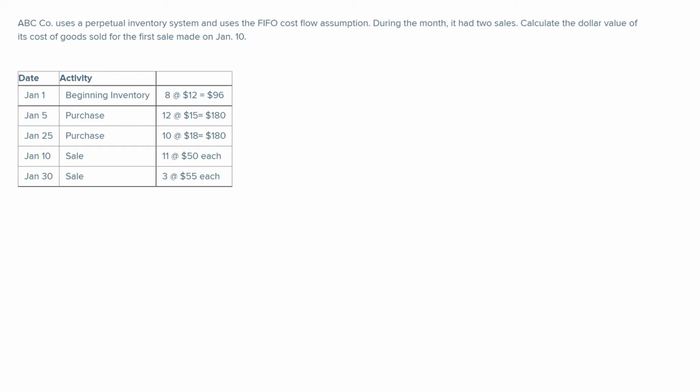ABC Company uses a perpetual inventory system and uses the FIFO cost flow assumption. During the month, it had 2 sales. Calculate the dollar value of its cost of goods sold for the first sale made on January 10th. So this is the sale that we are looking at, the January 10th sale, and 11 units were sold. So January 10th, 11 units sold.